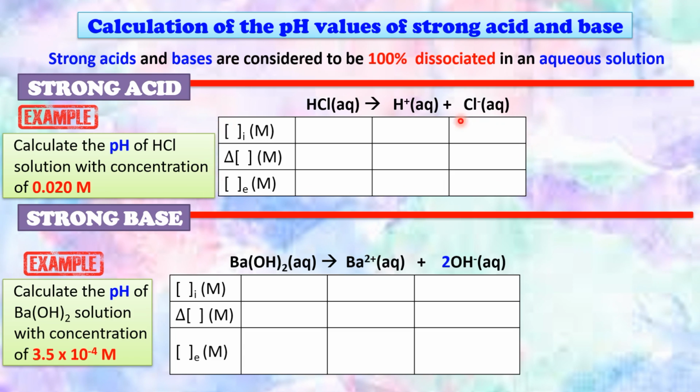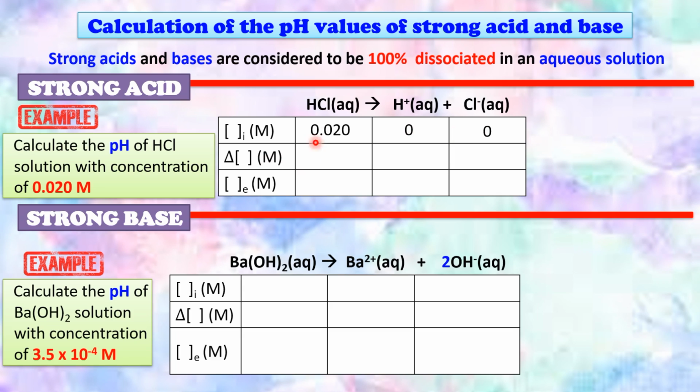So this is the ICE table. I stands for the initial concentration. C stands for change. You can use the symbol delta. E stands for concentration at equilibrium. Substitute the initial concentration: 0.02 for HCl, and 0 for H+ and Cl- because not dissociated yet. That's why it's 0.